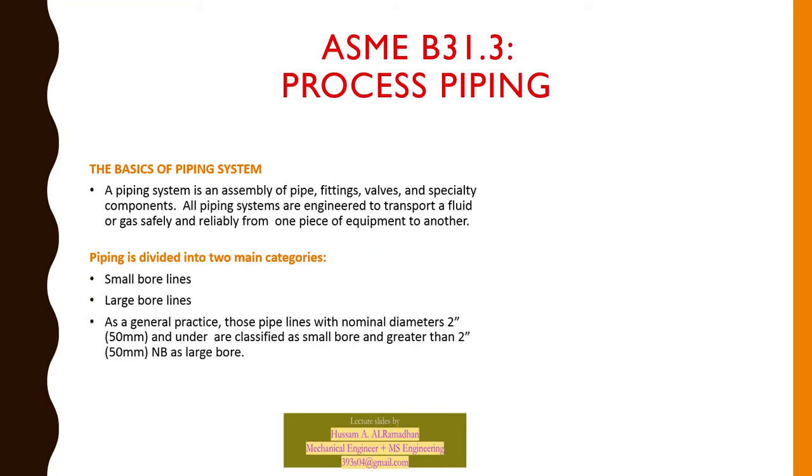So the basics of a piping system: a piping system essentially contains pipe, fittings, valves and specialty components. All piping systems are engineered to transport fluid or gas safely and reliably from one piece of equipment to another. Piping is divided into two main categories: small bore lines and large bore lines. As a general practice, those pipelines with a nominal diameter of 2-inch and under are classified as small bore, and greater than 2-inch as large bore.